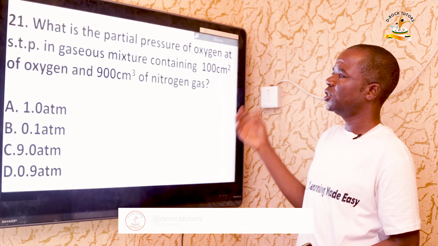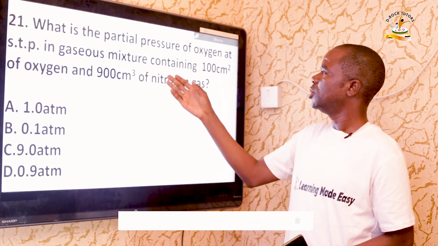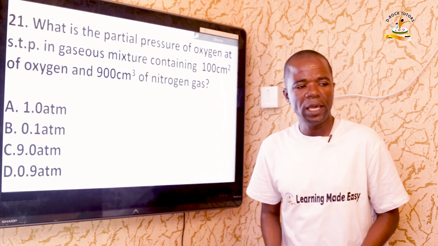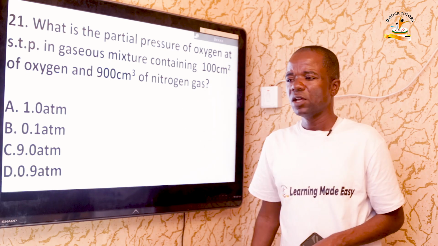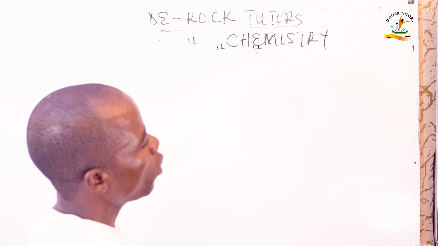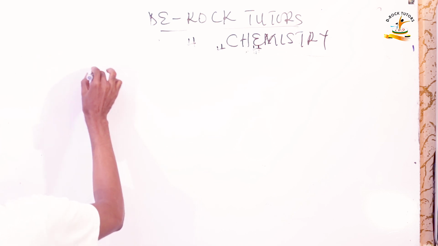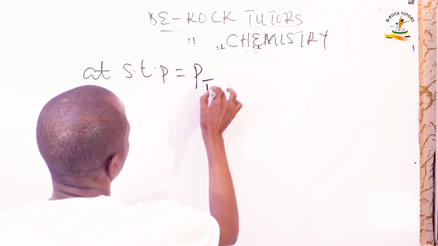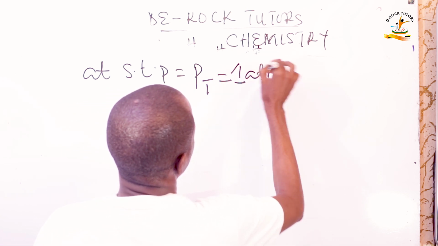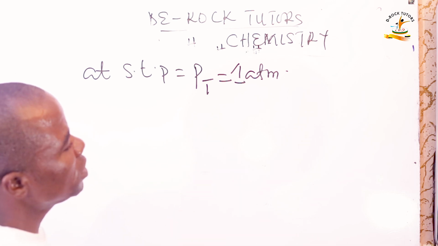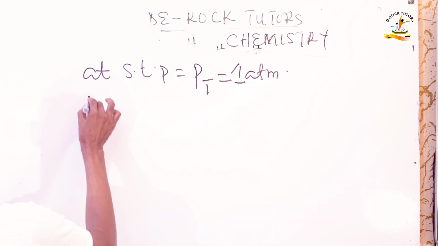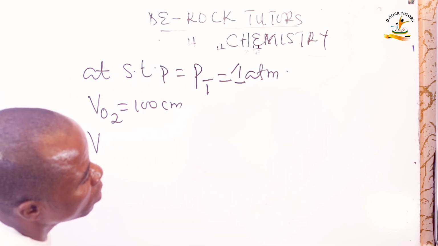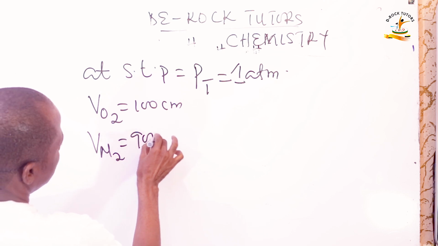What is the partial pressure of oxygen at STP in a gaseous mixture containing 100 cm cube of oxygen and 900 cm cube of nitrogen gas? Let's take a look at the board and see how we can solve this. We want to find what the partial pressure of oxygen is at STP. First things first, at STP, the total pressure would be 1 atmosphere. Don't let us forget that, 1 atmosphere. Now, what is the volume of oxygen in this mixture? The volume of O2 is 100 centimeter cube, while the volume of nitrogen gas, N2, is 900 centimeter cube.